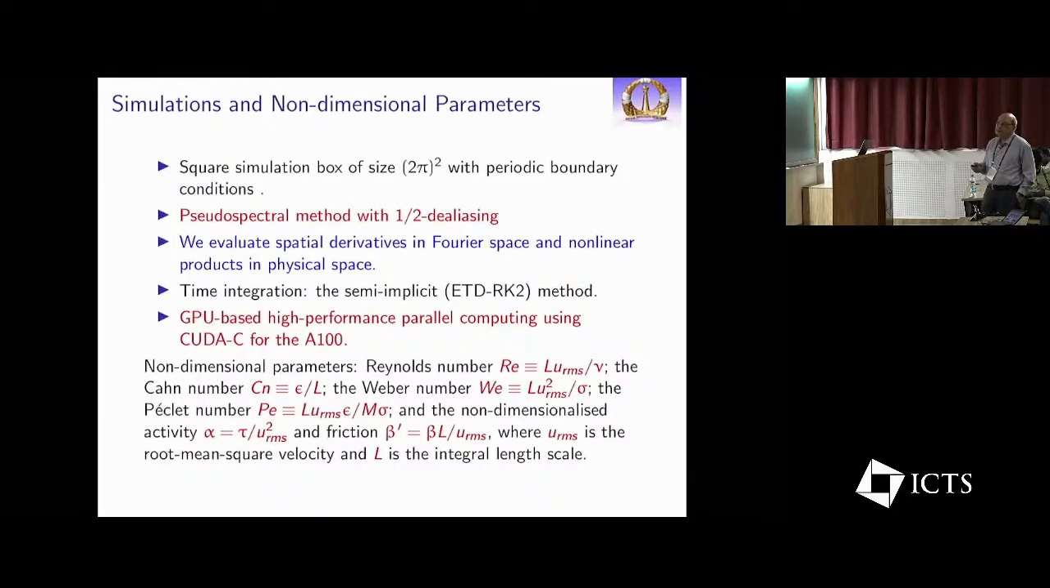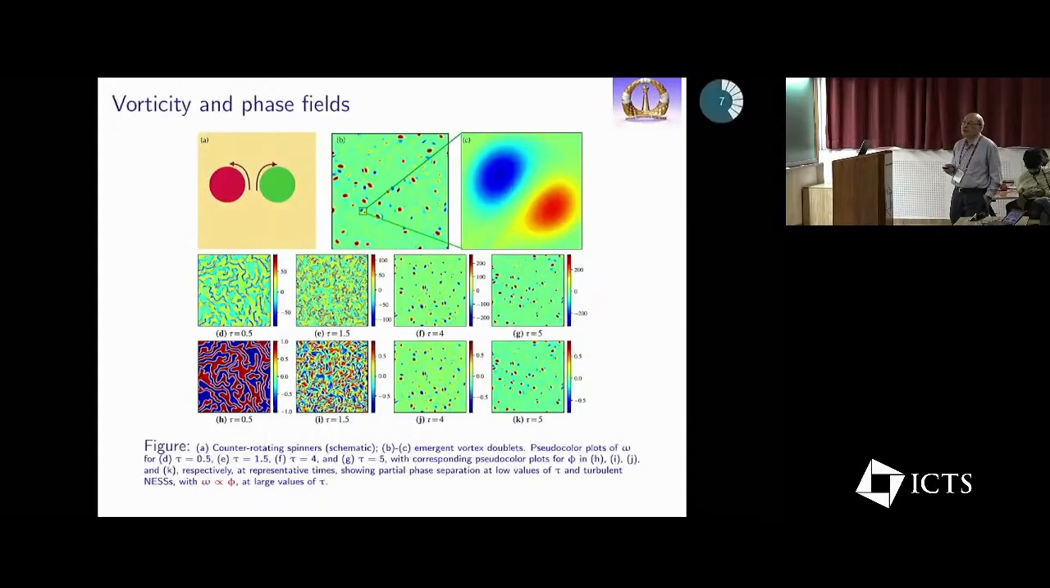We know how to simulate such things using a pseudospectral method. I can go back to that if you're interested. One of the great virtues of this Cahn-Hilliard-Navier-Stokes system is you don't have to put boundary conditions on moving interfaces because it's a diffuse interface model. The price you pay is that there are many control parameters like the Reynolds number, Cahn number, etc. Don't worry about the details. I will just highlight some interesting parameter regimes for you.